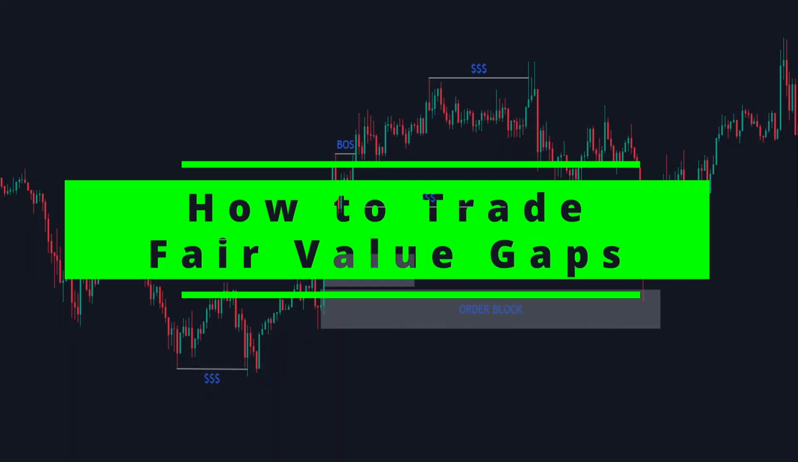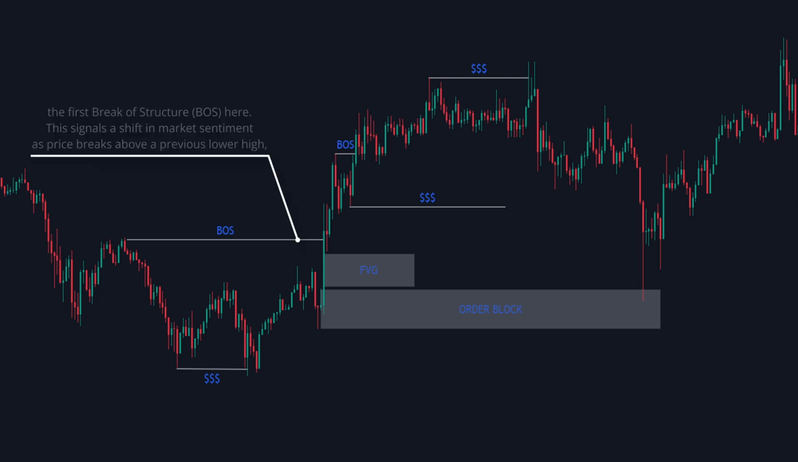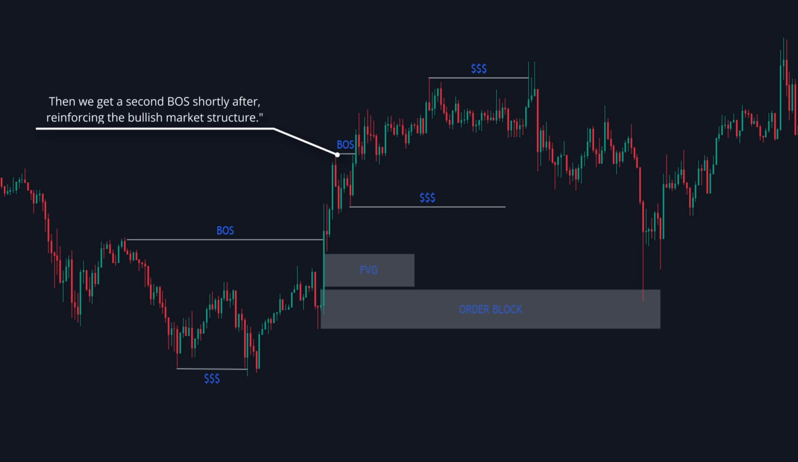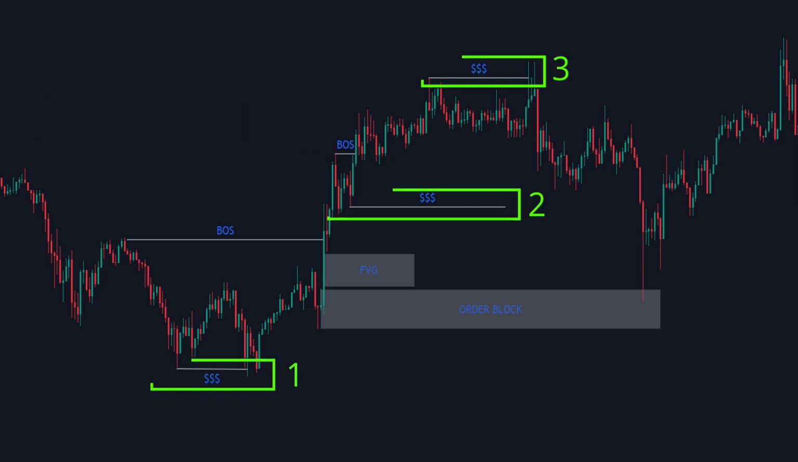How to trade fair value gaps. We start by identifying the first break of structure, BOS, here. This signals a shift in market sentiment as price breaks above a previous lower high, confirming bullish intent. Then we get a second BOS shortly after, reinforcing the bullish market structure. You'll notice 3 liquidity zones marked with dollar signs. These areas represent buy-side liquidity, where retail traders have their stop losses or breakout buy orders and sell orders are there. Smart money often targets these areas to fuel price moves.